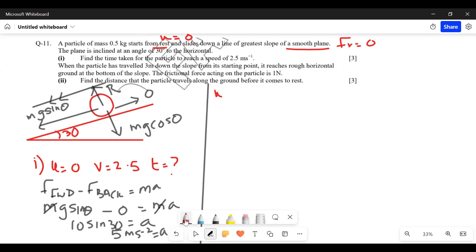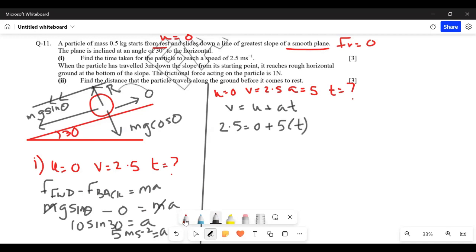So now U is 0, V is 2.5, A is 5, so T is question mark. So you have to use one of the equations of motion, which is going to be V equals U plus AT like last time. So 2.5 equals 0 plus 5T, T equals half seconds. That is part 1. Any questions so far?